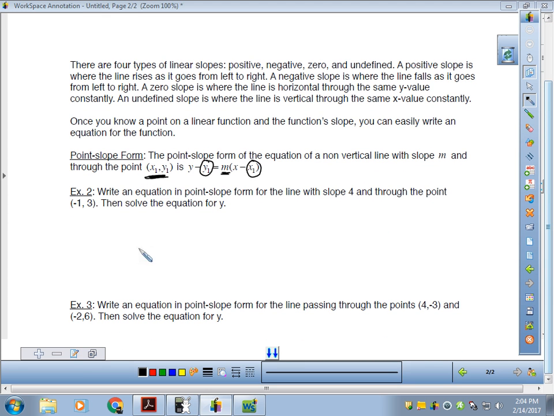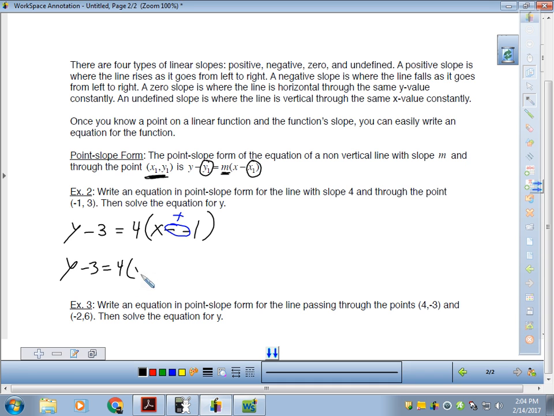So here, let's look at an example. It asks us to write an equation in point slope form for the line that has a slope of 4 going through the point negative 1, 3, and then solve the equation for y. So if we fill in, we have y minus y1, which is the y of our point, in this case 3, equals m, which is our slope is 4, times x minus the x1, which is x of our point, negative 1. Now here this is minus a negative, so it's really a plus. So this equation is y minus 3 equals 4 times x plus 1.